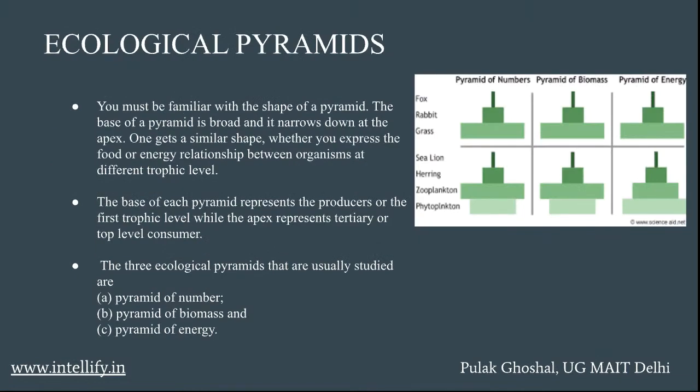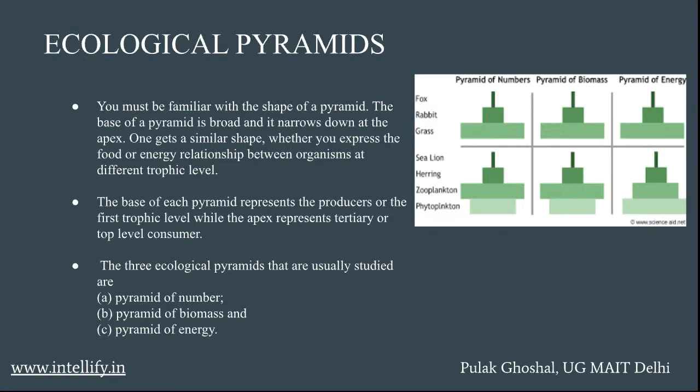ecological pyramids. A proper pyramid has a broad base, and it narrows down to the apex. In the diagram you can see that there are three columns: the pyramid of number, pyramid of biomass, and pyramid of energy. These are the three major pyramids which we are going to study, and the base of each pyramid is the producer or first trophic level, while the apex represents the tertiary or top level.